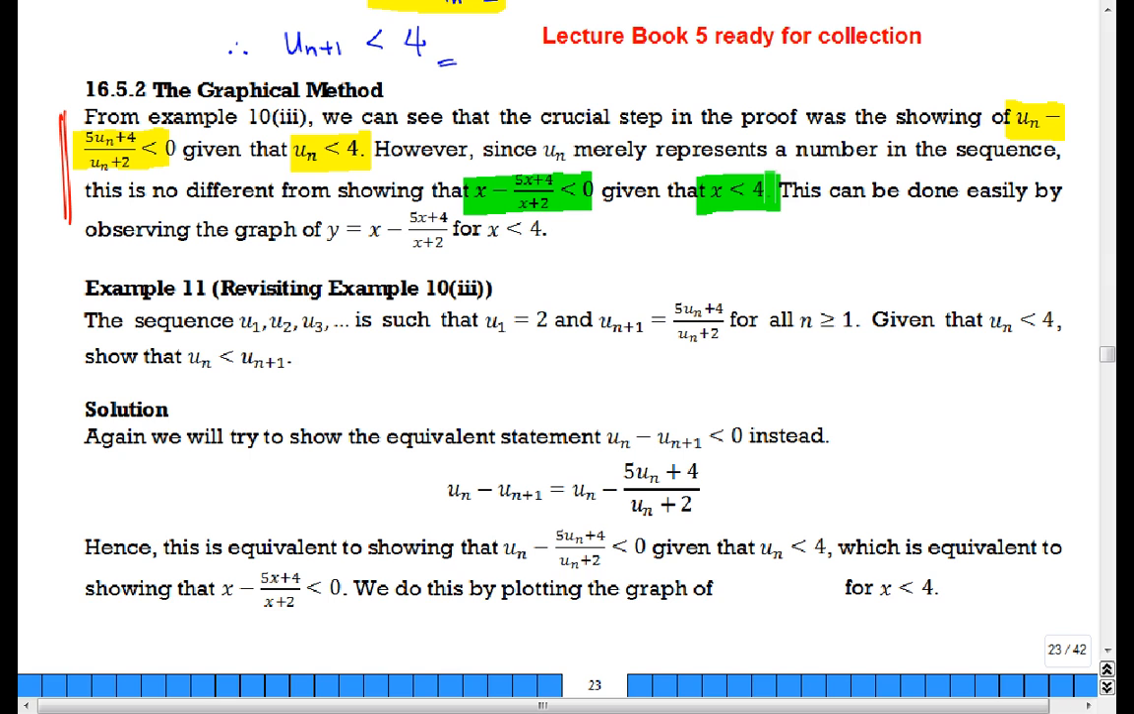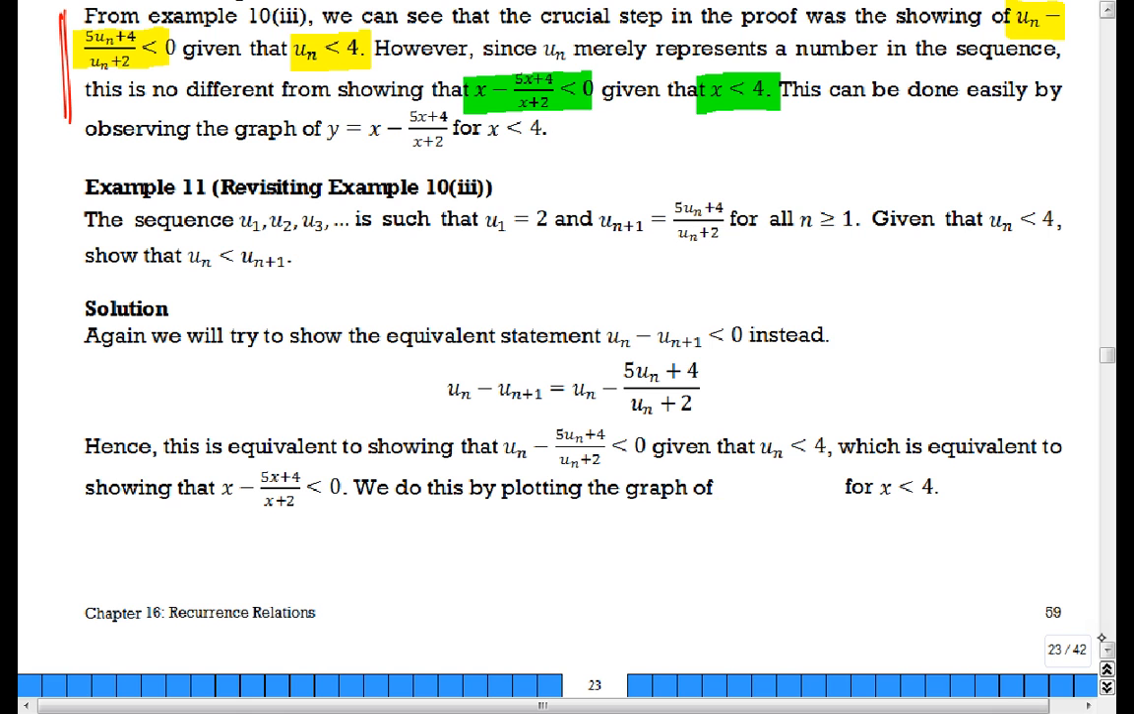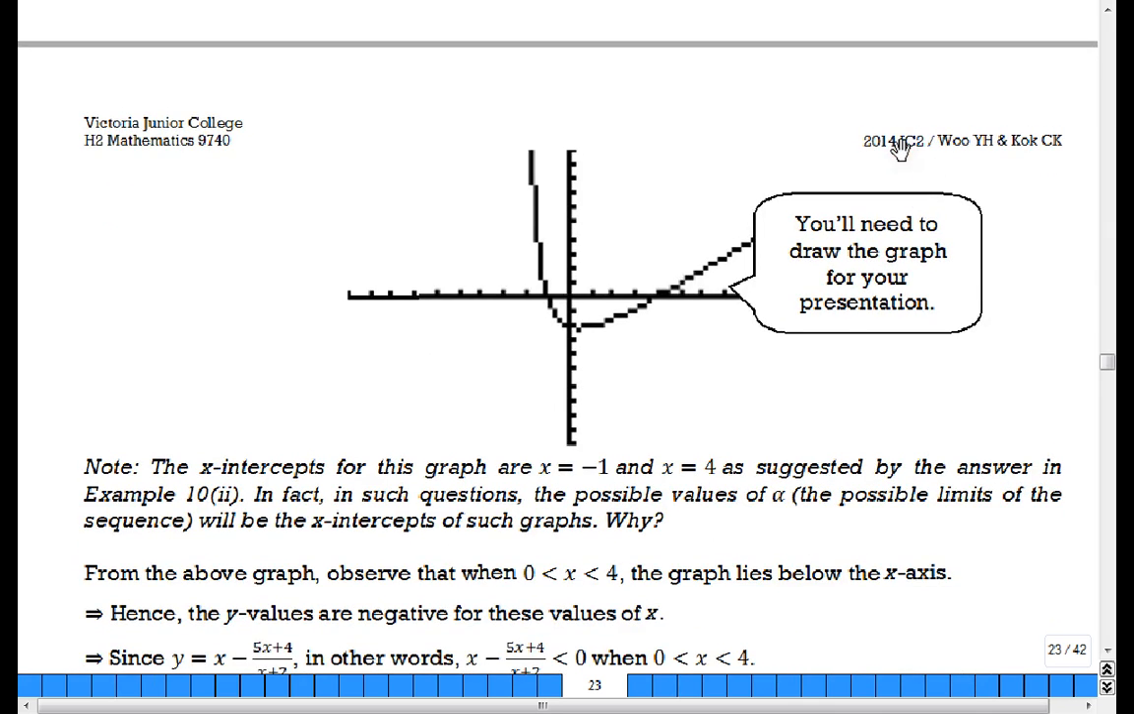How do we do it? We sketch a graph. So follow me very closely. Not much copying, but just follow me quite closely. So, let's go down. We sketch the graph of y equals x minus (5x plus 4) over (x plus 2). Can we sketch this graph? Can? Shouldn't be too difficult. After you go to your GC, you sketch it. You need to sketch the graph for your presentation. Alright, you need to sketch the graph, and this is actually not good enough.